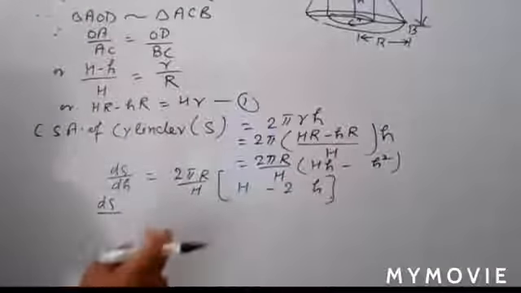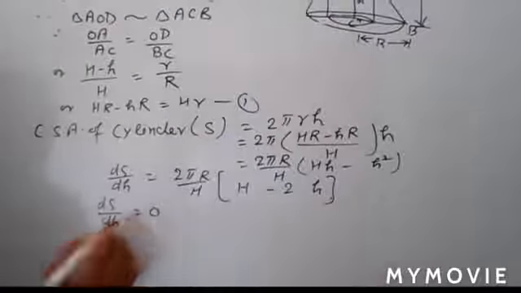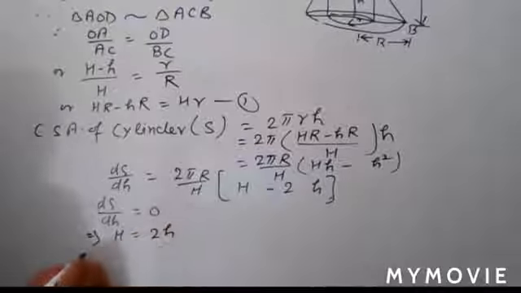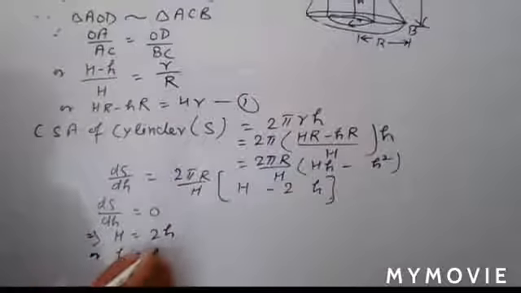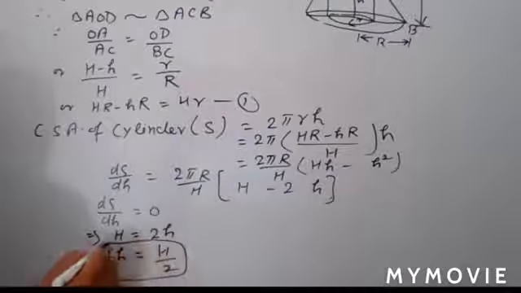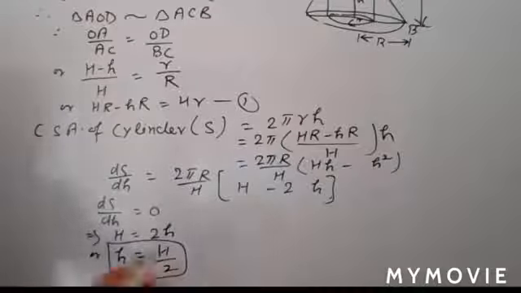So if you are taking dS by dh equal to 0, this implies capital H is equal to 2 times h, and h is equal to H by 2. Means the height of the cylinder is equal to half the height of the cone. Understand? So here you have a relation in terms of the height of the cone. Now you take its second derivative.